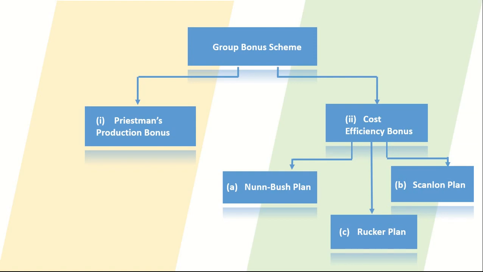1. Priestman's production bonus. According to this method, when the actual production in units or points exceeds the standard units or points, a bonus is paid to the workers as additional wages equivalent to the percentage of actual output over the standard output. 2. Cost efficiency bonus.